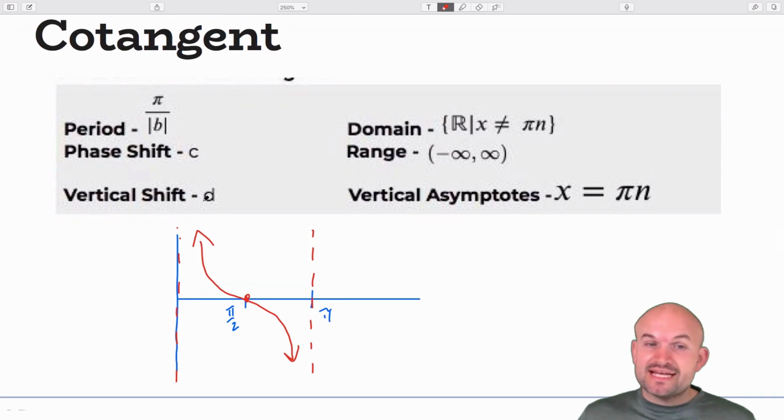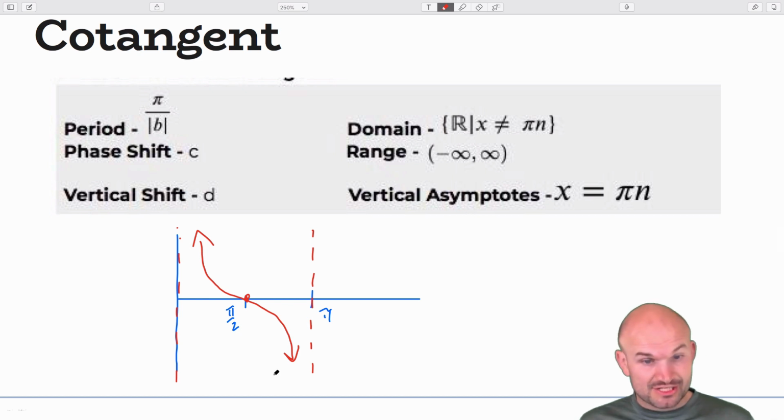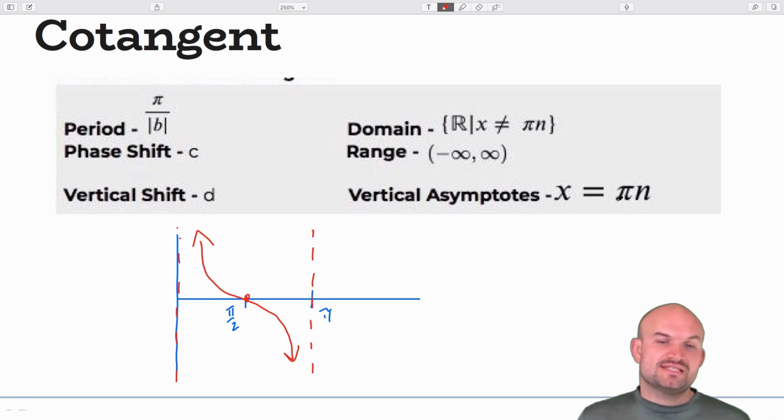All right, and then cotangent, we could put this side by side. I used to actually teach tangent and cotangent together because you can see side by side how they have that reciprocal relationship with each other. They both have a period of pi. Right? So this is pi divided by absolute value b. C and d remain the same. The range is different, right? This is like tangent, -infinity to infinity. And the vertical asymptotes and domain are just like the cosecant function, where it's going to occur every pi n. And this is going to be our initial period.